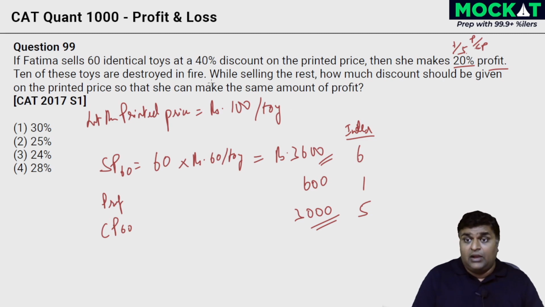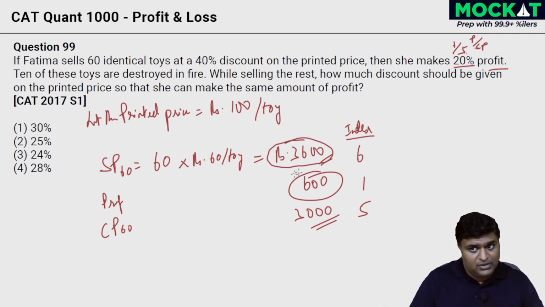Let's get back to this. Now what has happened over here? 10 of these toys are destroyed in fire. While selling the rest, how much discount should be given on the printed price so that she can make the same amount of profit? If I have to make the same amount of profit, I have to get the same amount of money, that 3,600. Now this total of 3,600 rupees, I can earn by selling only 50 toys, because 10 toys were destroyed by fire out of the 60. From the 60, 10 are destroyed, 50 are what we are left with.